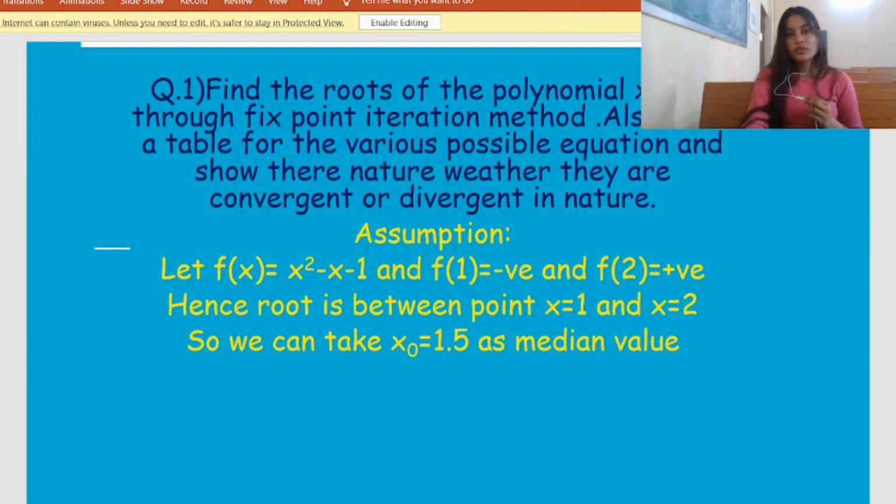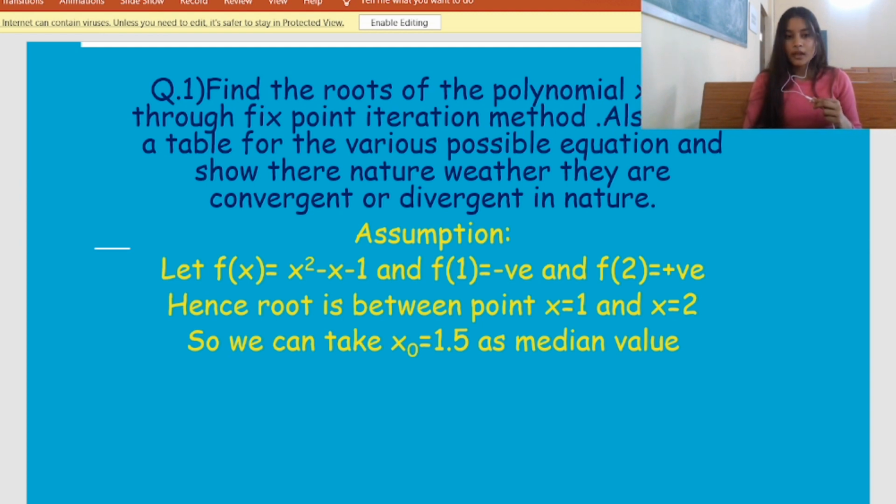In the last videos, we discussed all the MST question papers of NAD M.Tech 4th semester. In this video, we'll discuss the final question paper, that is the EndSem question paper of NAD M.Tech 4th semester. Question 1 goes like, find the roots of the polynomial x square minus x minus 1 through fixed point iteration method. Also make a table for the various possible equations and show whether they are convergent or divergent in nature.